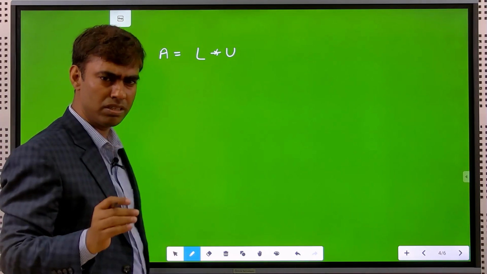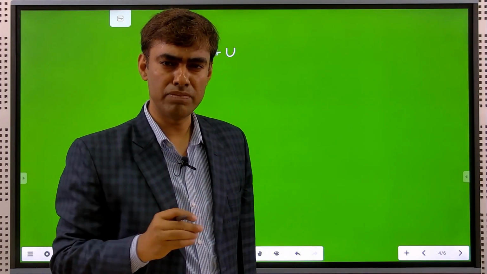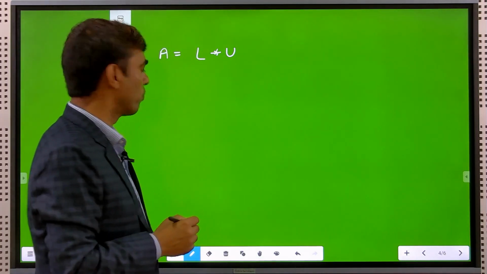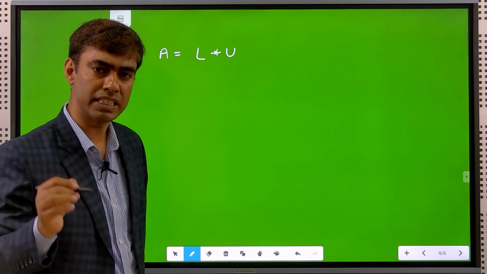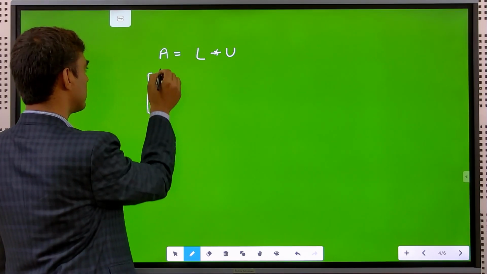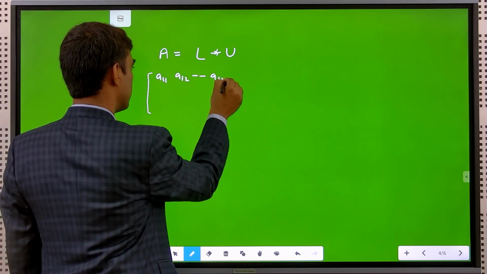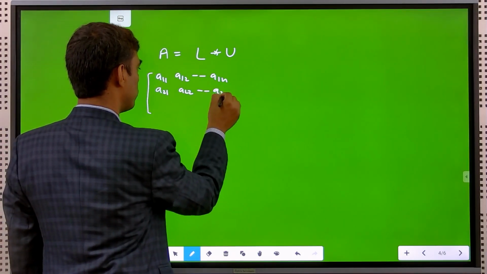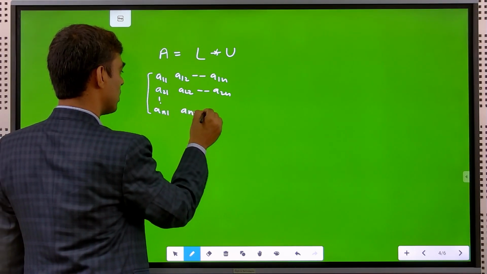Here we are now going to discuss what will happen in the Doolittle method, what will happen in the Crout's method, and what will happen in the Cholesky's method. Once we factorize A, meaning we write A equal lower triangular matrix times upper triangular matrix, then what will happen? How many unknowns are in A? This one is A11, A12 up to A1n. Similarly, A21, A22 up to A2n, and similarly here An1, An2 up to Ann.